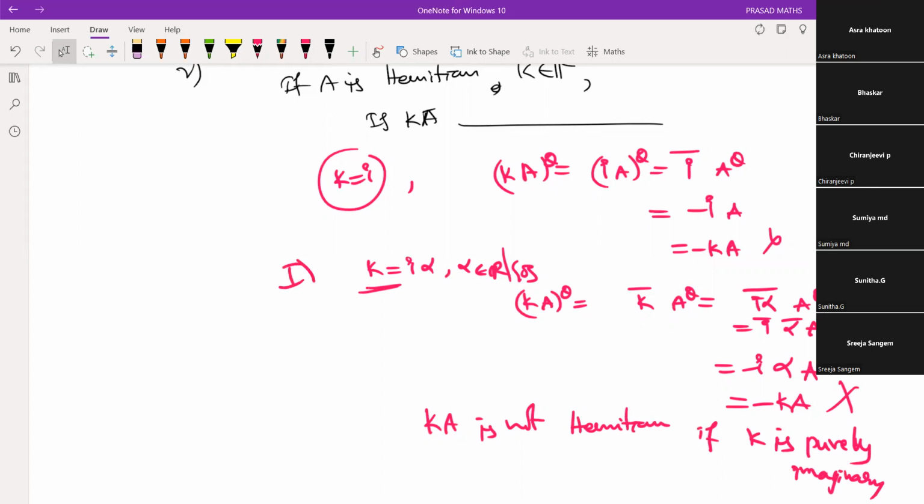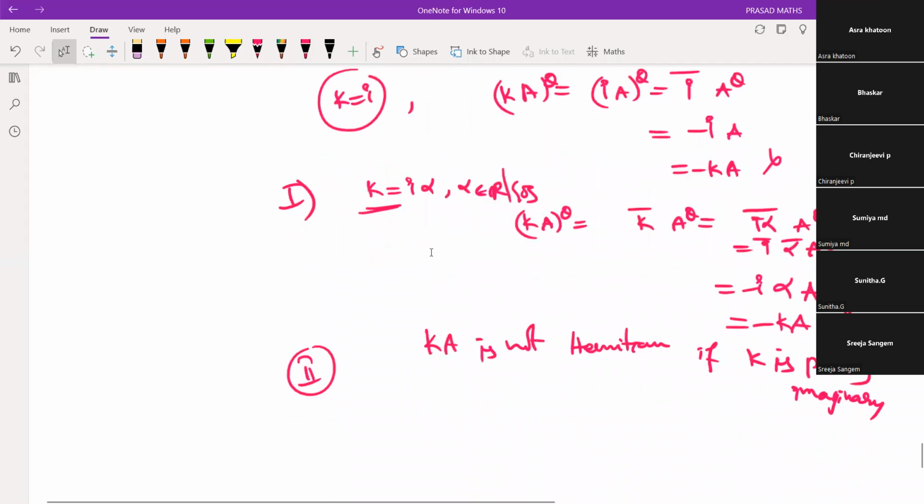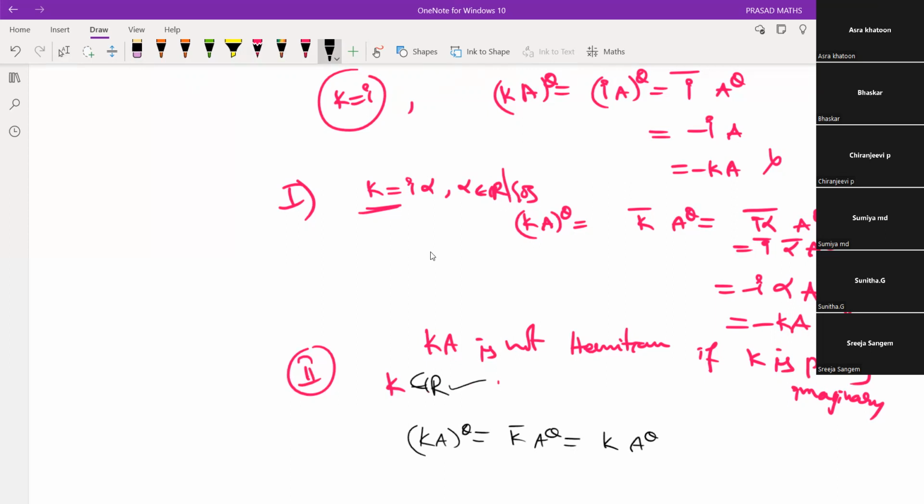And this is my first case. What is my second case? If K is purely real, suppose you can take alpha is a real number, or else you can take this itself. K is a real number. What happened? K A theta is equal to K bar into A theta, but K bar is nothing but K itself because K is real. Therefore K into A is Hermitian. Whenever K is real, it is Hermitian, if K is purely real.